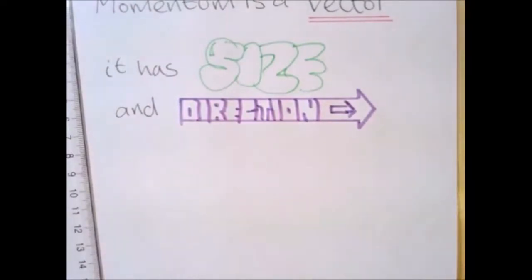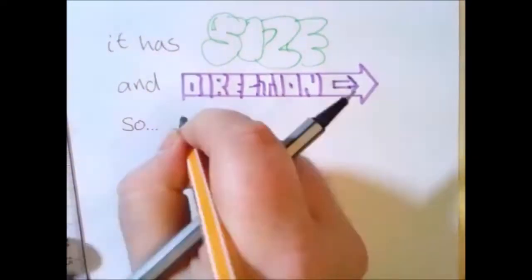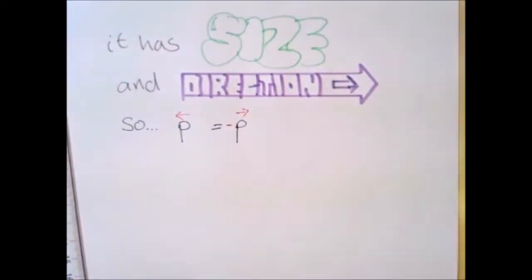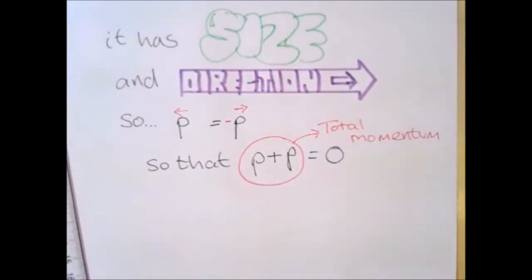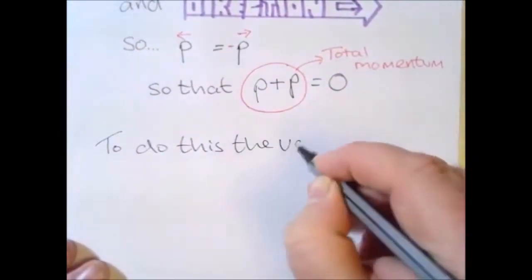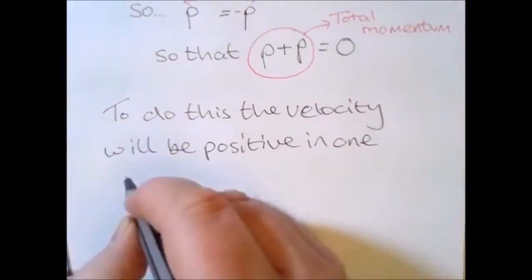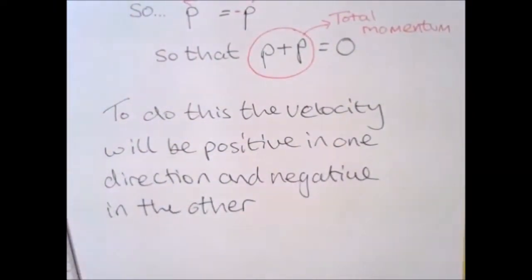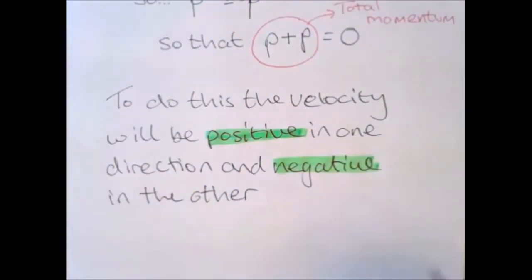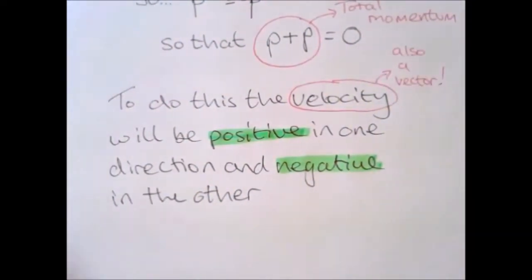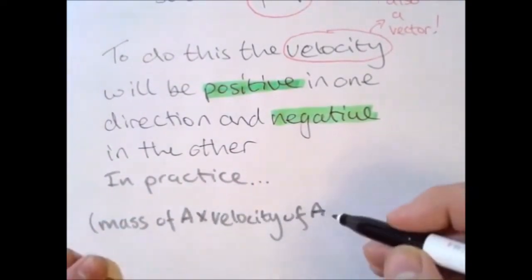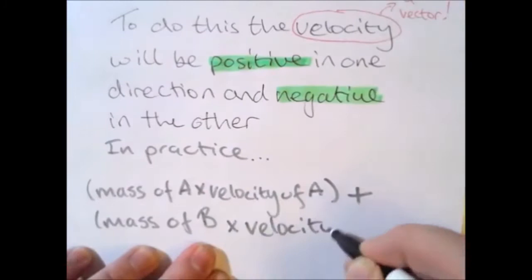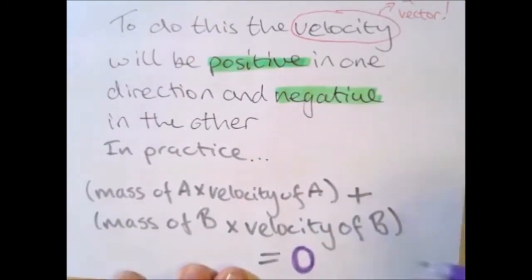So if we take a look at the directions of the momentum, p going that way is equal to p going that way, but with a negative sign. So p plus p is equal to 0. To do this, the velocity will have to be positive in one direction and negative in the other, and that is because velocity is another vector. In practice, when we're solving problems, we tend to have something like this: the mass of object A multiplied by the velocity of object A, plus the mass of B multiplied by the velocity of B, is equal to 0.